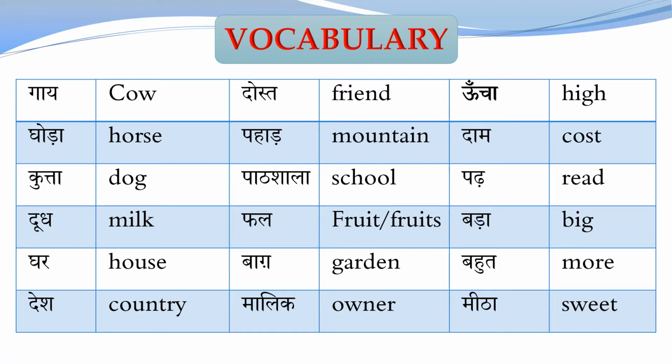Bag can be translated to garden, but if we say it as bhag, it is called run, which is a verb. Malik means owner. Uncha, high. Dam ka matlab hai cost. Pad means read. We already learned in the previous videos. Bada means big. Bahut can be translated as more. Meetha, sweet.